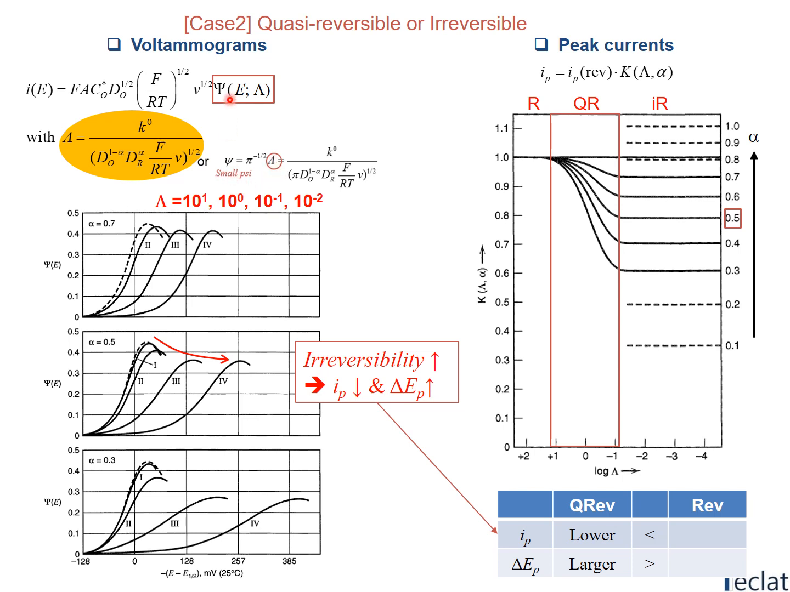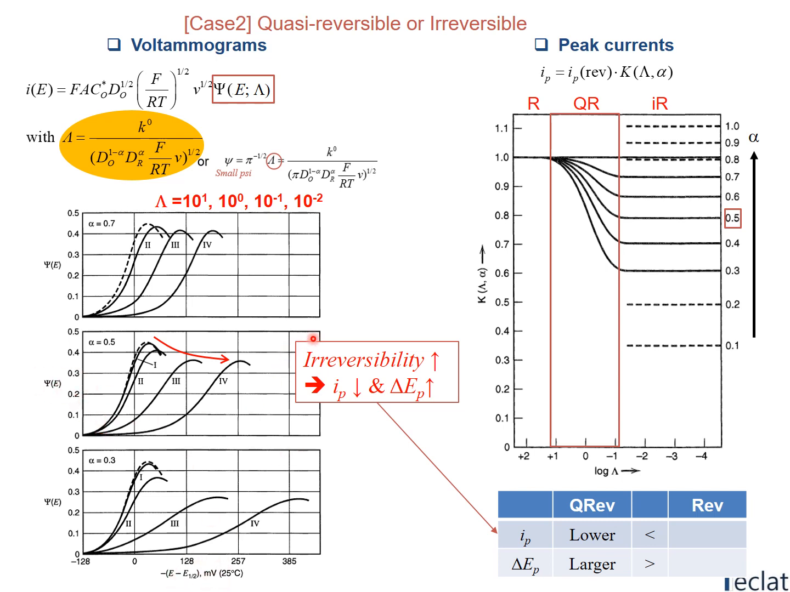Sometimes instead of just lambda, we use the small psi. It is not the capital psi. This is the small psi, which is equal to lambda over the root square of pi. Actually, small psi and lambda have the same meaning: the ratio of the charge transfer versus mass transfer. So here is the psi function. The y-axis is the psi function value or current value, and the x-axis is the potential.